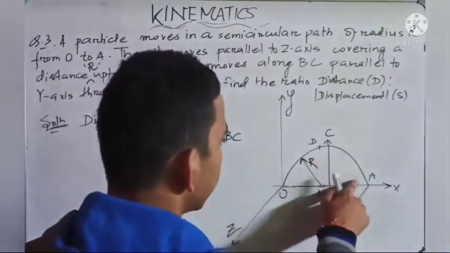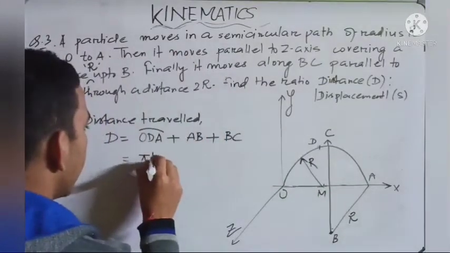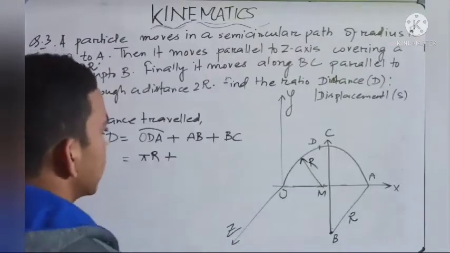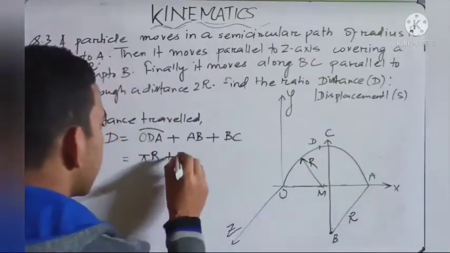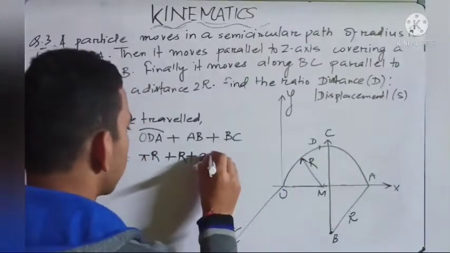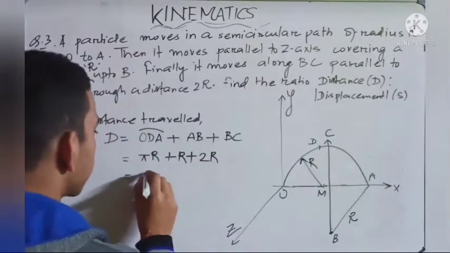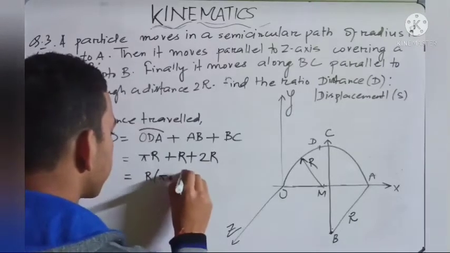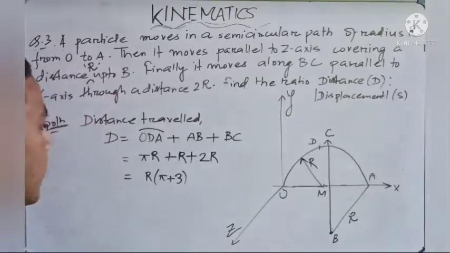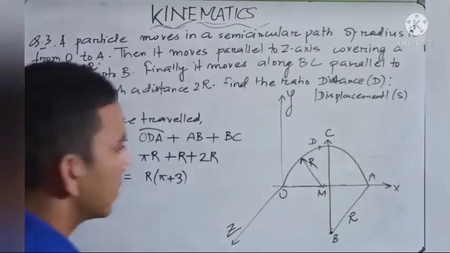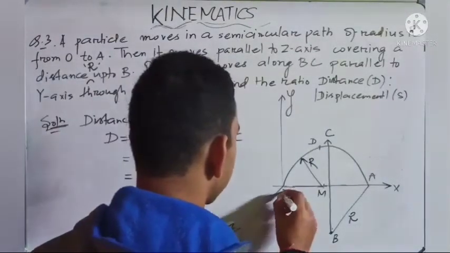Now ODA is going to be pi r. Its length is going to be pi r because it is a semicircle, plus AB. AB distance is given as r plus BC distance is given as 2r. So here, if we take r common, we get r times pi plus 2 plus 1, 3. This is going to be the distance traveled or D. Now we have to find S, that is the magnitude of displacement. For that, let's write the coordinates first.